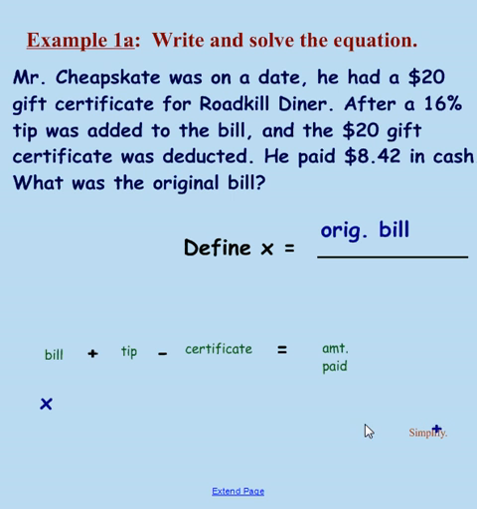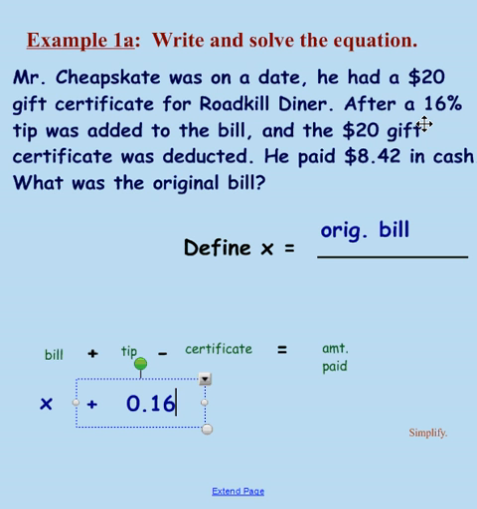I have to add a tip in. Now, how much is the tip going to be? Let me think. It was 16%, so let me make that into a decimal. Let's divide that by 100, and I am going to get 16 hundredths. Now, if I leave it just as it is, that means that you left a 16-cent tip.